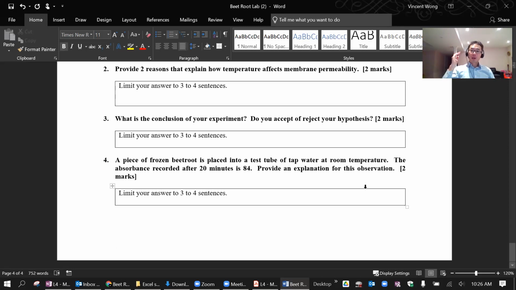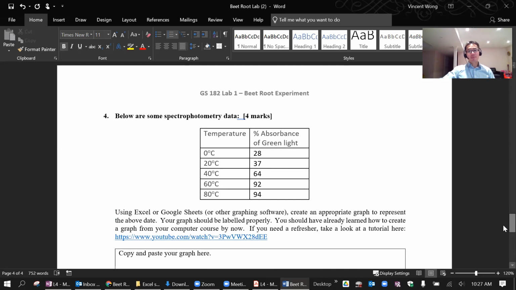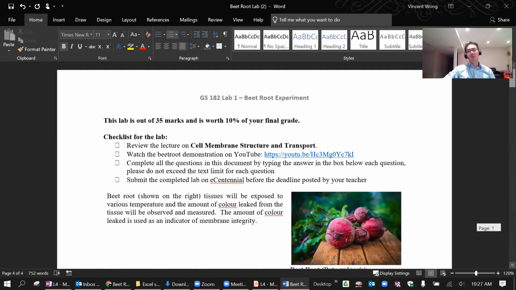Lastly, if you are confused about any of the questions, just send me an email. I'll clarify for you. I want everybody to do well on this lab. It's 10%. It will boost your grade tremendously if you didn't do so well on the quiz. And if you did well on the quiz, this will maybe boost you from an A to an A plus. So this is what you have to do next week.